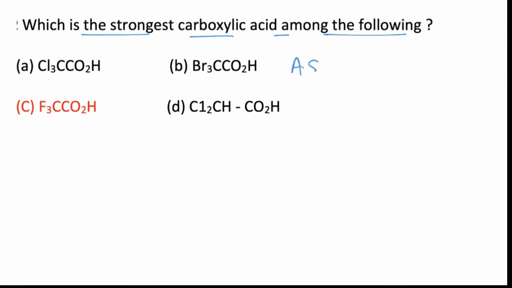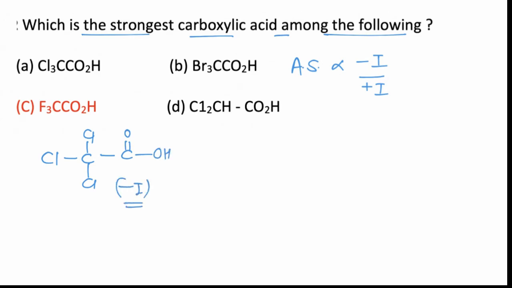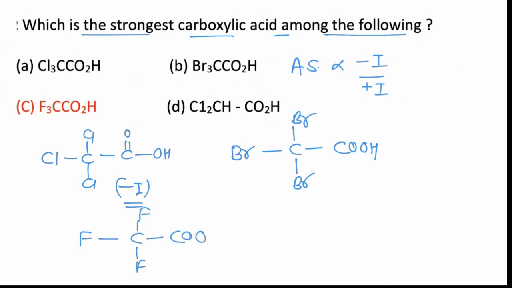In this question we have to find which is the strongest carboxylic acid among the following. So now the order of acidic strength depends on the minus I effect. With increasing minus I effect, acidic strength increases. Now if we take the first example, trichloroacetic acid, these Cl are having a minus I effect, so the minus I effect of 3 Cl is present. In the second case, 3 Br atoms are present which are having minus I, but the minus I of Cl is greater than Br. Now in the third case, CF3COOH, 3 fluorine atoms are present which are having minus I.